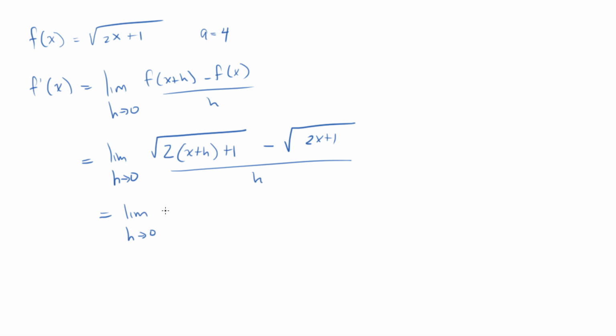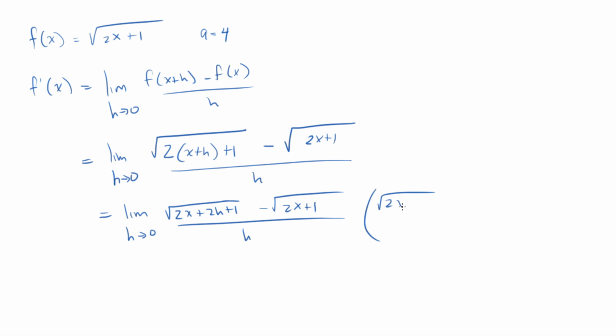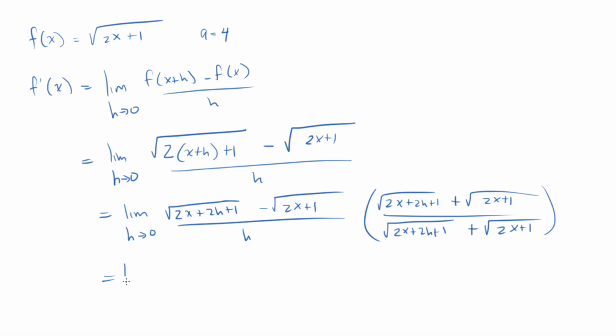Now, this one is a tricky problem, right? Because it's not obvious what to do immediately. But if you've been taking my class, you already know that from here, in order to find the limit, you have to multiply by the conjugate. In this case, the square root of 2x plus 2h plus 1 plus the square root of 2x plus 1 on top and bottom. Okay. Now, the bottom one, you will not distribute the h.